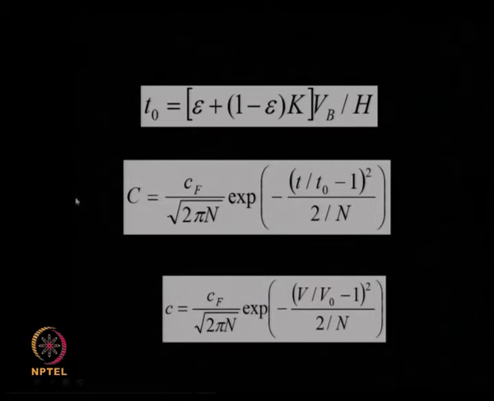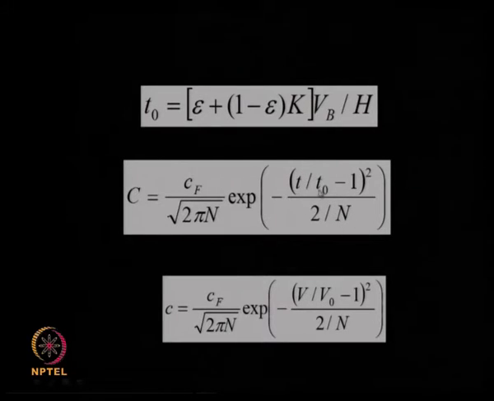So by substituting all this into our Gaussian relation, we get C. In the Gaussian relation, if you remember, we had C naught is Cf by square root of 2 pi n, exponent of minus (T by T naught minus 1) whole square, where we had sigma square, so we have 2 by n. n is the number of theoretical stages or number of theoretical plates.